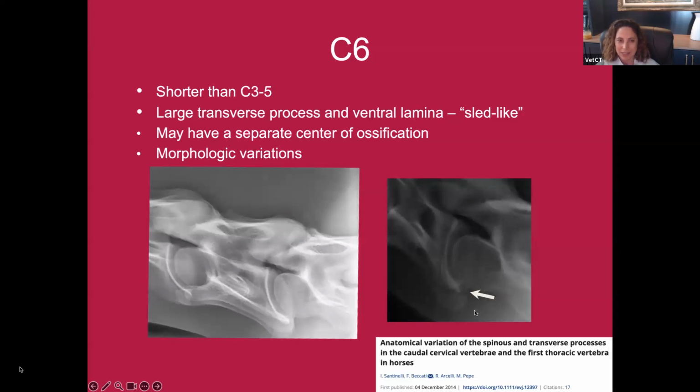in C6. We're going to talk more about variations shortly, but it's important to know that C6 commonly has anatomic variations. So you cannot rely on this sled-like appearance because every now and then it doesn't have either of the ventral lamina, and it has other variations that can really make it look a lot like C5. So it's important to be aware of that.